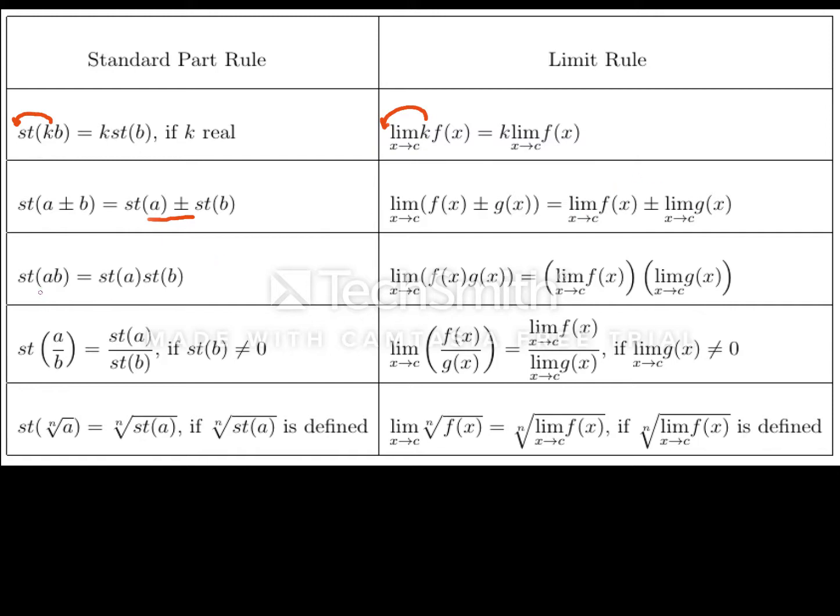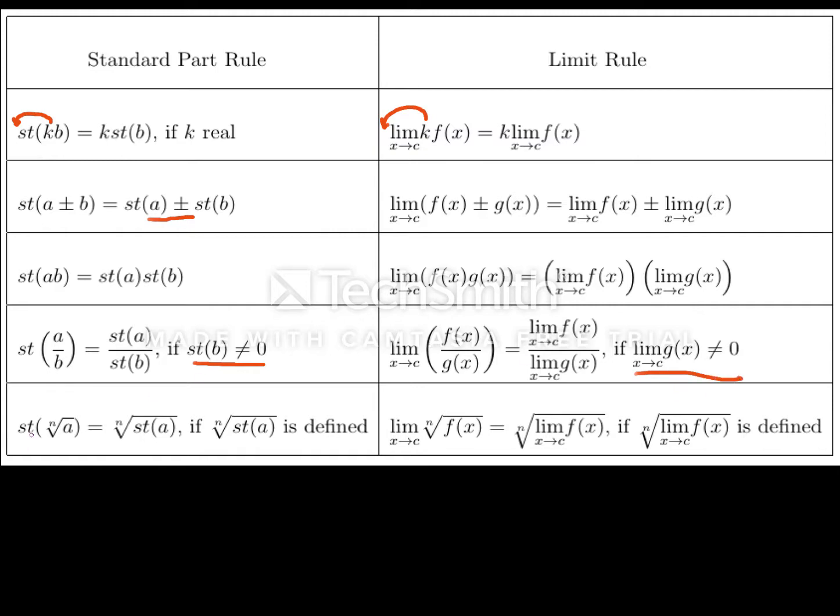And same is true for products. Standard part of a times b is the standard part of a times standard part of b. And similarly, if I've got the limit of the product of two functions, that's the product of their limits. And if I've got ratios, the standard part of a over b would be the standard part of a divided by standard part of b, of course, provided the standard part of b isn't 0. Same is true for my limit. If I look at the ratio of f of x over g of x, the limit as x approaches c, this is the ratio of their limits, provided that this limit isn't 0.